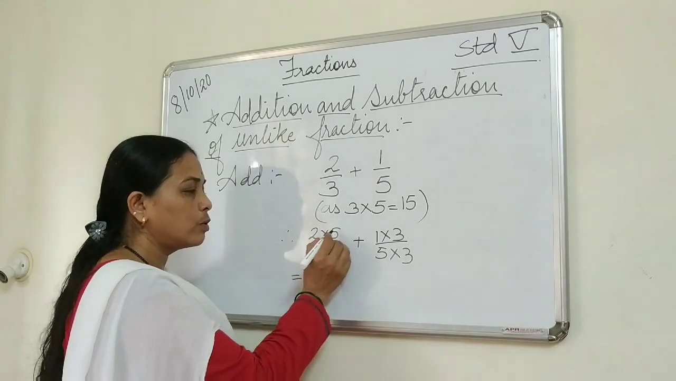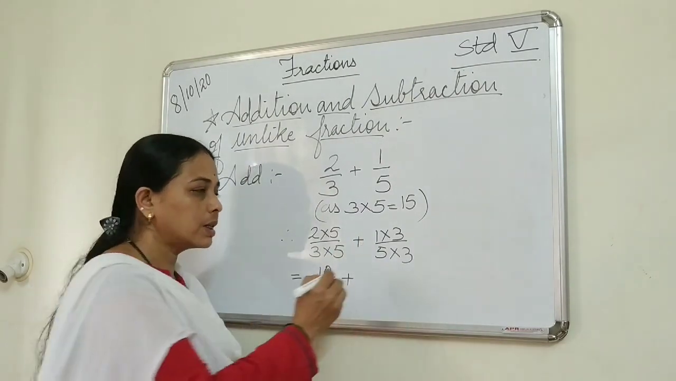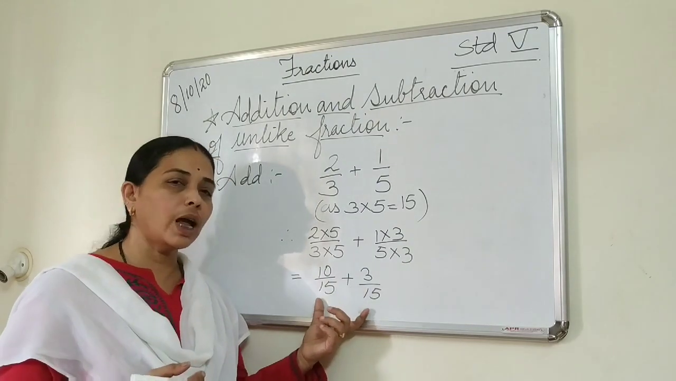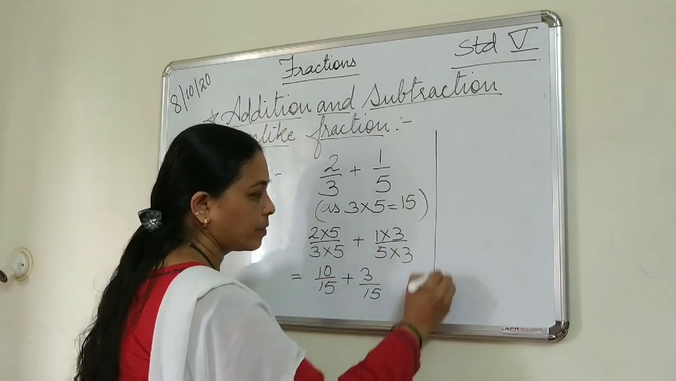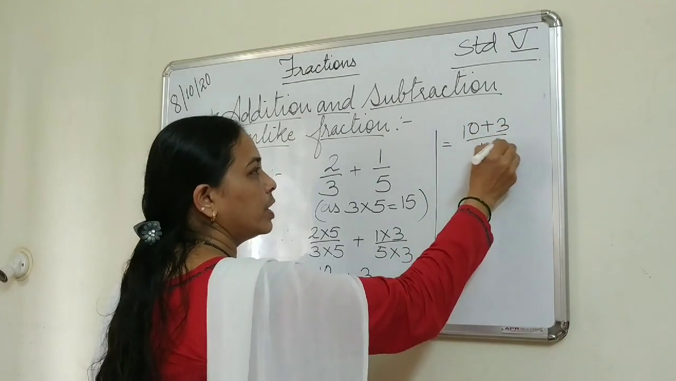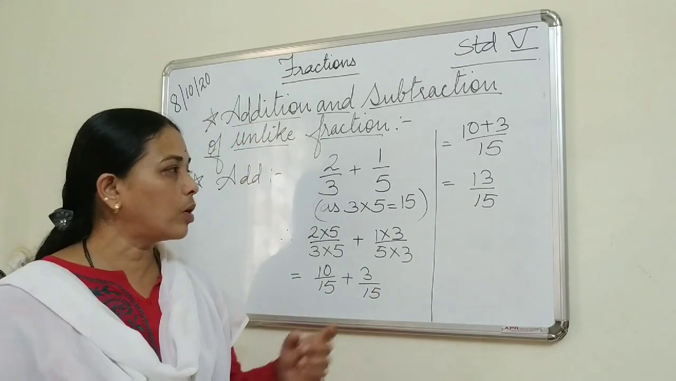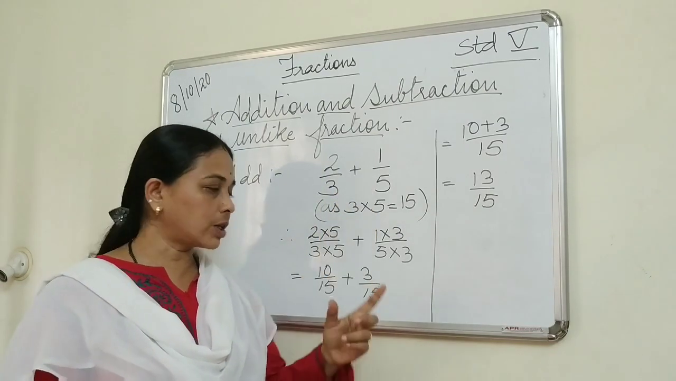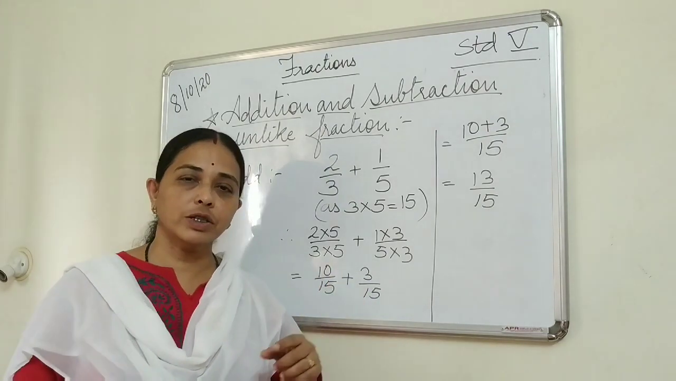So it is equal to 2 5s are 10, 3 5s are 15, plus 1 3s are 3, and 3 5s are 15. Now as in your usual addition of like terms, you have to add this. Okay, so how will you add? 10 plus 3 upon 15. You will get 13 upon 15. Answer is 13 upon 15. Okay, so first you have to convert this into like fractions, then you have to add. Same thing you have to do for subtraction also.